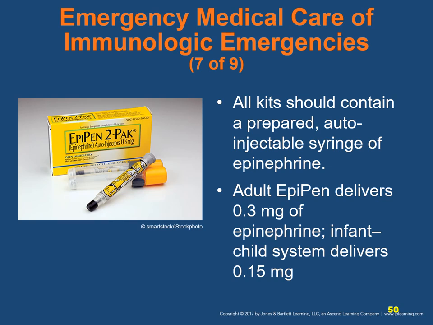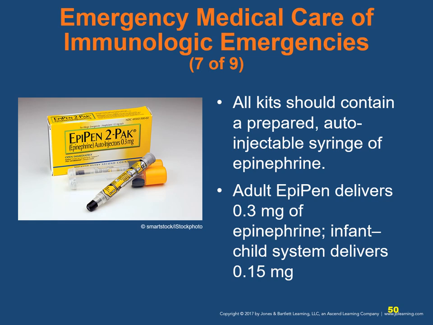All allergy or allergic emergency kits should contain a prepared auto-injectable syringe of epinephrine. The adult EpiPen system delivers 0.3 milligrams of epinephrine via a spring-loaded needle and syringe system, and the infant/child system delivers 0.15 milligrams. If the medication has expired or is discolored, do not give the medication. Inform medical control and continue to provide emergency transport. See Skill Drill 20-1 on how to use an EpiPen auto-injector.